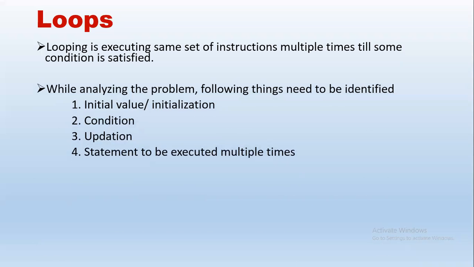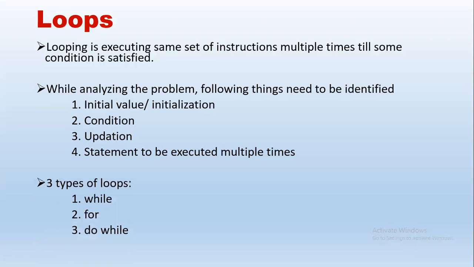So in this case, while analyzing the problem, the following things have to be taken care. That is what we call as ICU, wherein first we are initializing the variable, which is the index of the loop. The second one is to test a condition, and then the third part is updation, may be increment, decrement, adding to, subtract, or multiply, divide. It can be any operation wherein we are updating the value of the index variable. And then we have the statement which has to be executed multiple times. So these are the four things which have to be identified first.